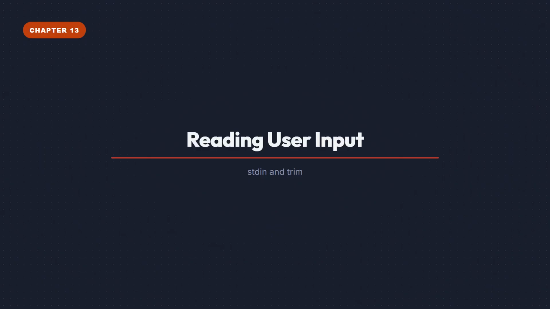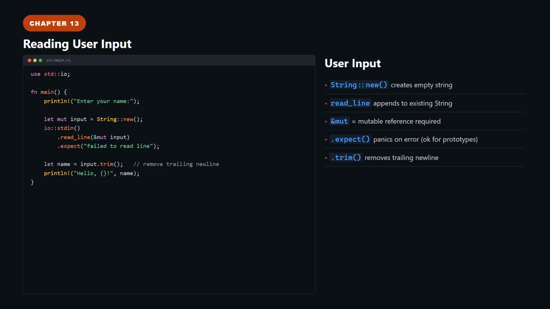Chapter 13. Reading user input. Stdin .read_line appends the line to a string. Note &mut input, a mutable reference. .expect panics with a message if the result is an error. This is fine for tutorials and prototypes, but in production, use the question mark operator with proper error handling. .trim removes the trailing newline that read_line includes.